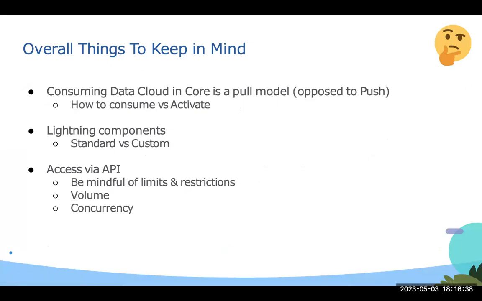So when it comes to overall things to keep in mind when you're consuming Data Cloud in core, when you're consuming data from a Data Cloud, it's always a pull model. It's not a push. It's always a pull model, because you have to pull the data from a Data Cloud and then display it. You have to perform some sort of a button operation. You click on a button, it will call the method, and the method will go to Data Cloud and bring the data from the respective sources and then display it.